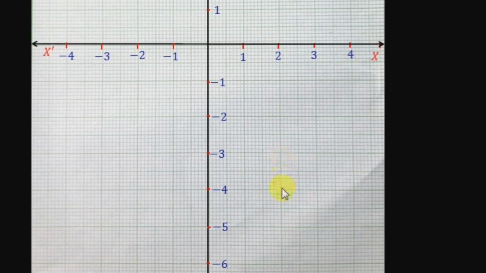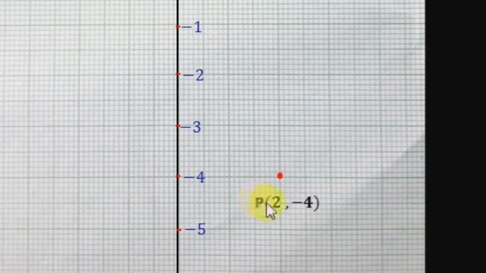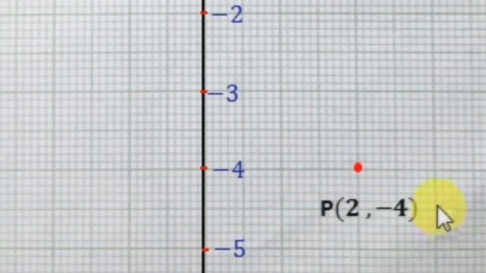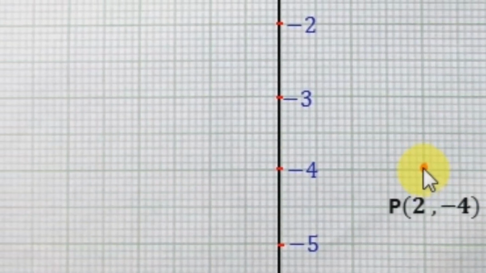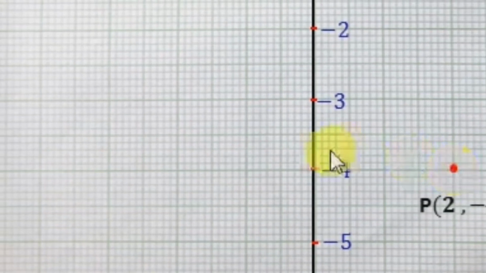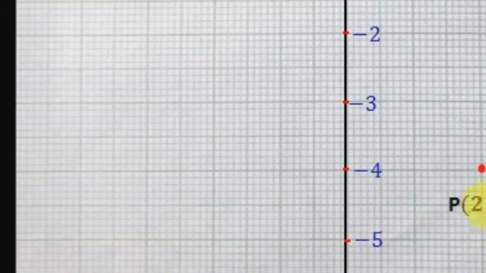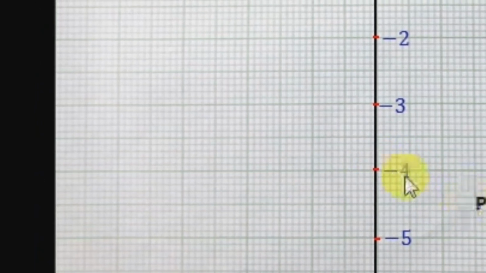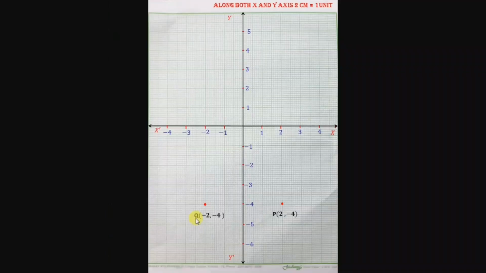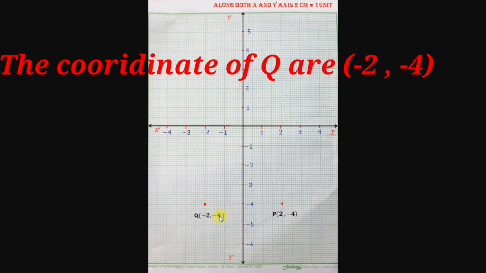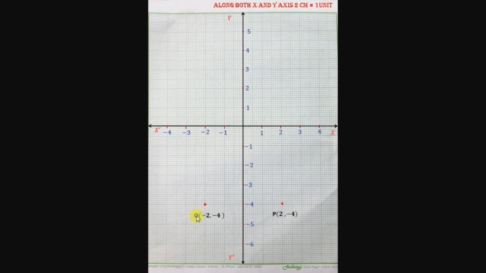My first point is P, which is 2 comma minus 4, reflected about the line x equals 0. As I have told you, x equals 0 means it's the y axis. So the value of y remains the same, and 2 becomes minus 2. So Q is the image of P whose coordinates are minus 2 comma minus 4. The coordinates of Q are minus 2 comma minus 4.